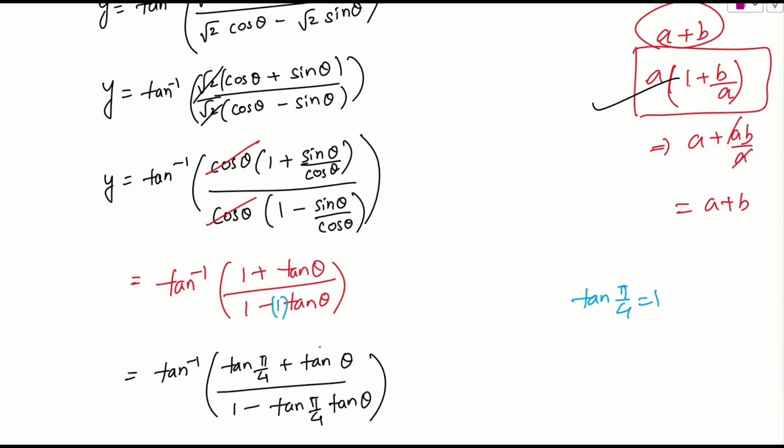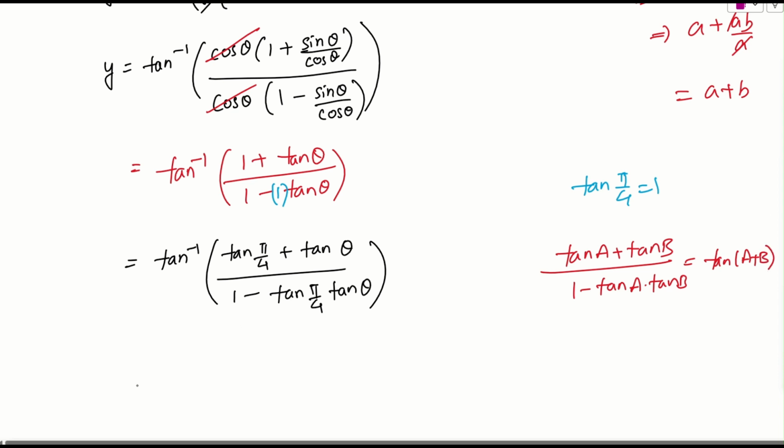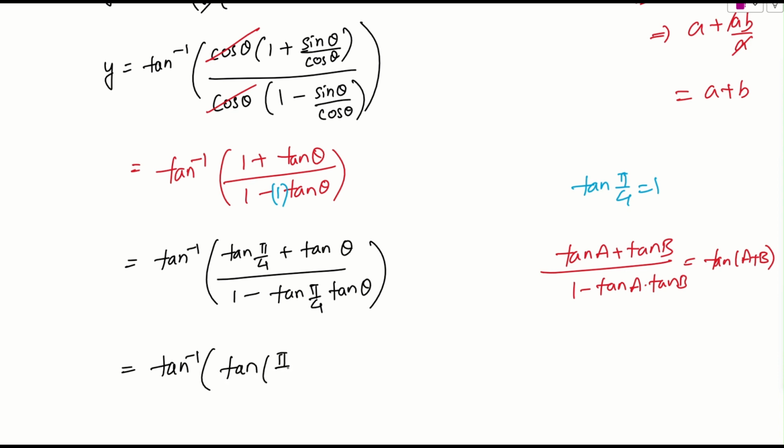So if you look into this problem, you have seen this somewhere; I think you got some idea. See, we have a formula. What is this? Tan A plus tan B by 1 minus tan A tan B. What is this formula? This is simply nothing but tan of A plus B. This formula we already know. I'll be applying the same formula here. This is nothing but tan inverse of tan of A plus B. A is what? Pi by 4. B is what? Here we are having theta. Any doubts up to here?